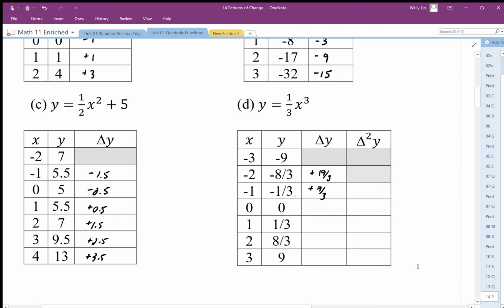Okay, so here from negative 1/3 to 0, we're going to get plus 1/3. Yeah, plus 1/3. And from 0, we're going to get plus 1/3. Here we're going to get plus 7 over 3 and plus 19 over 3.